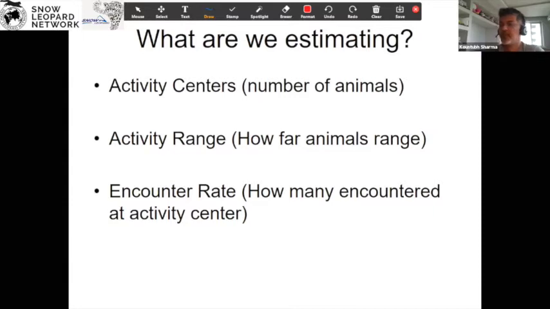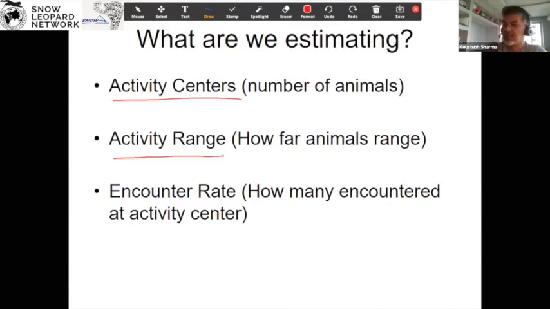Right. So you remember when we were discussing sampling designs, what was it that we had in mind? We want to be able to improve our errors, right? Now in this case, what are we estimating? There are three things that we are estimating. Just a quick revision here. We are estimating the number of activity centers. We don't know that in real life. We are estimating the activity range of how far a snow leopard ranges and what is its half range and what is its, let's say, 95% range.